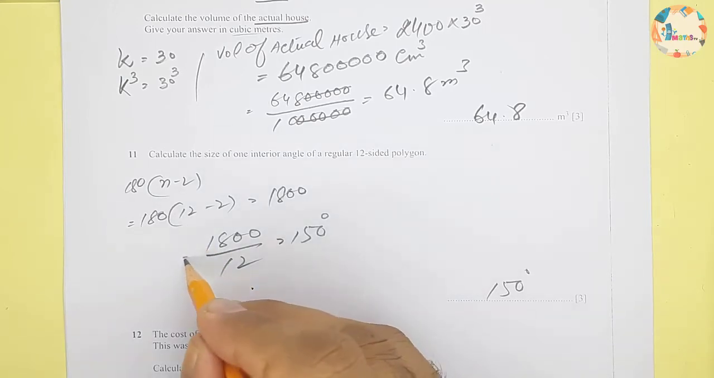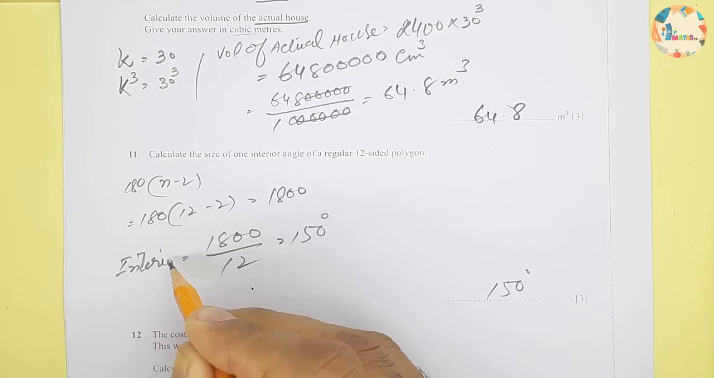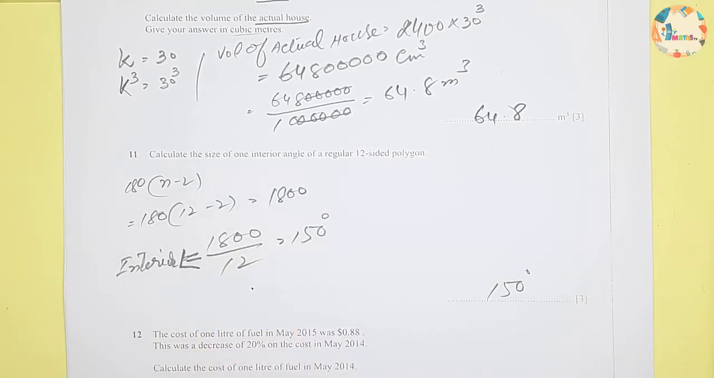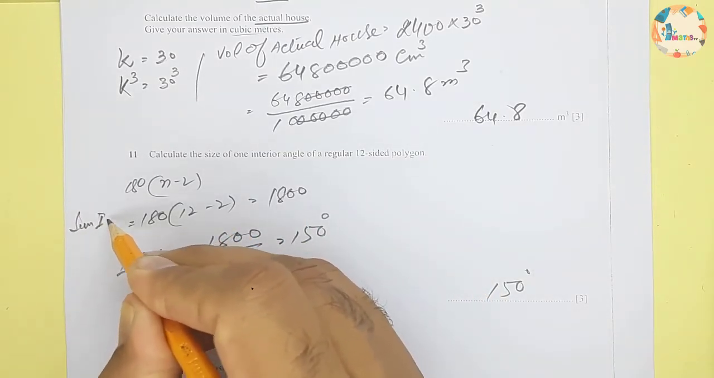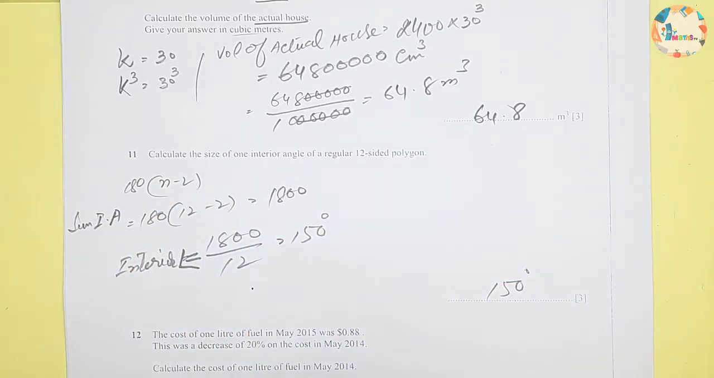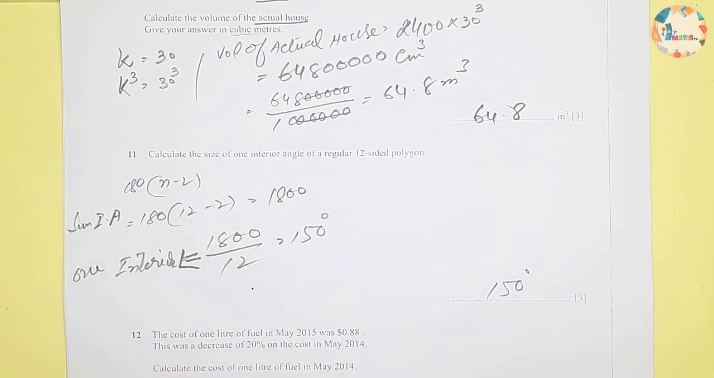Size of one interior angle. So this is basically the sum of interior angles will be equal to this, and one interior angle will be equal to 150.